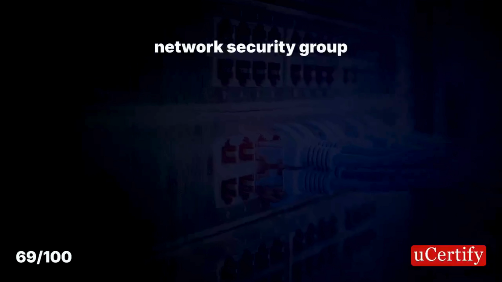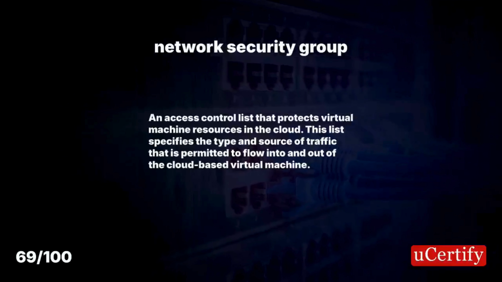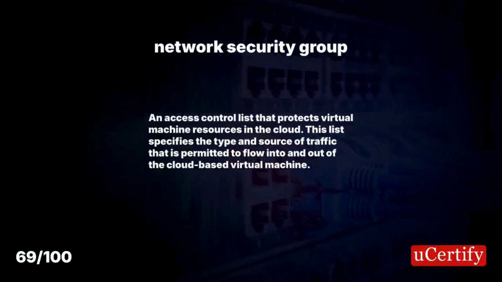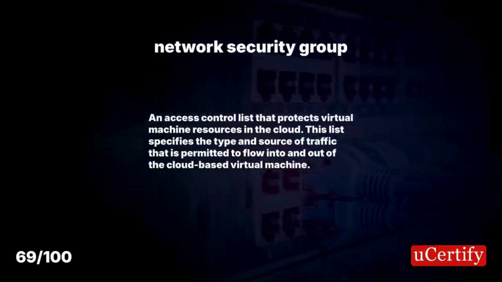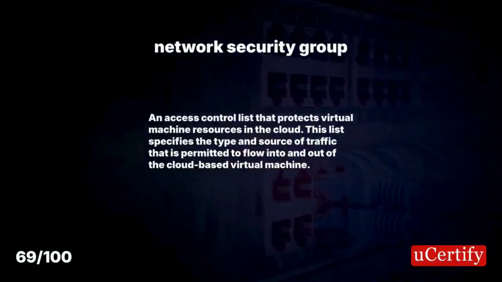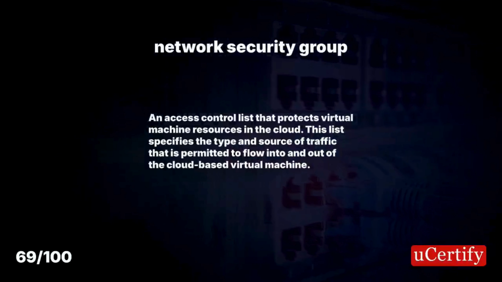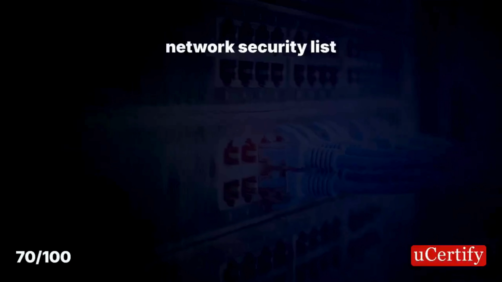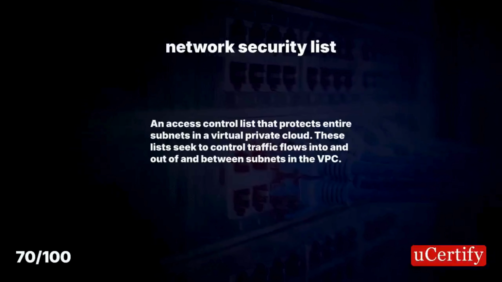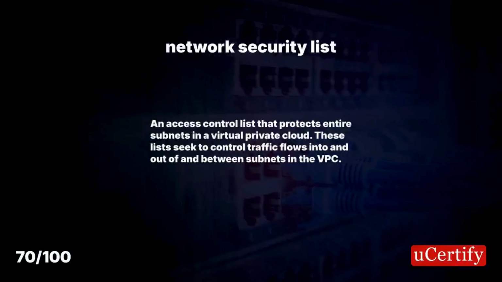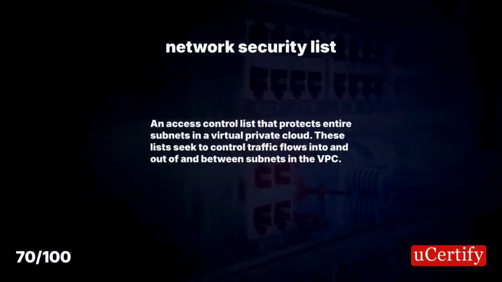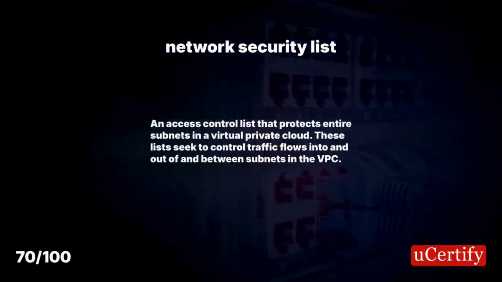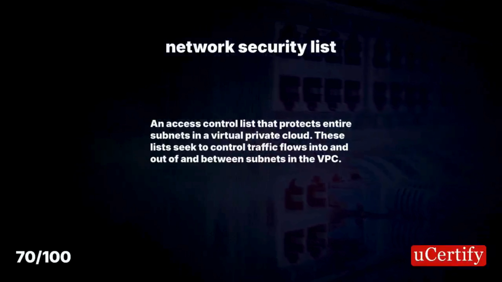Term: network security group. Definition: an access control list that protects virtual machine resources in the cloud. This list specifies the type and source of traffic that is permitted to flow into and out of the cloud-based virtual machine. Term: network security list. Definition: an access control list that protects entire subnets in a virtual private cloud. These lists seek to control traffic flows into and out of and between subnets in the VPC.